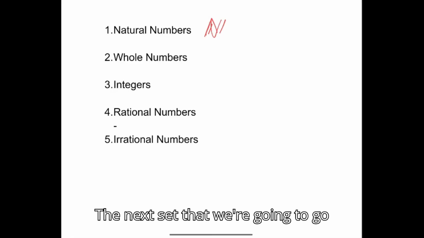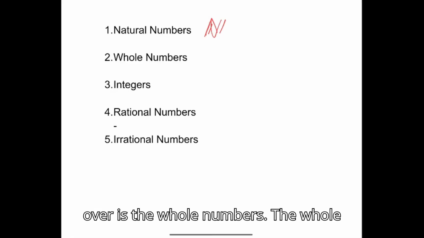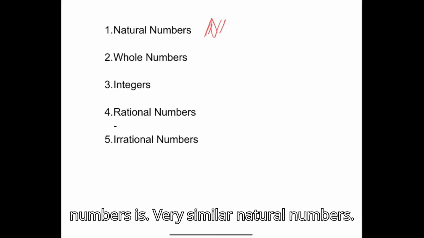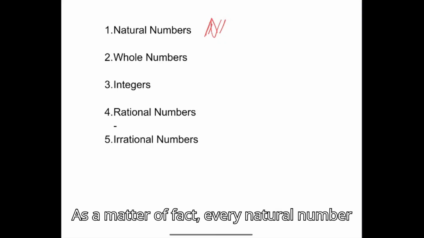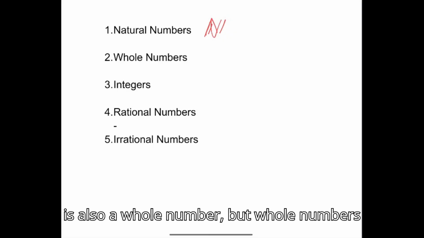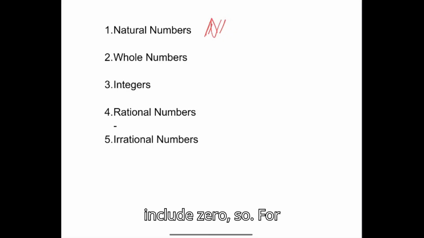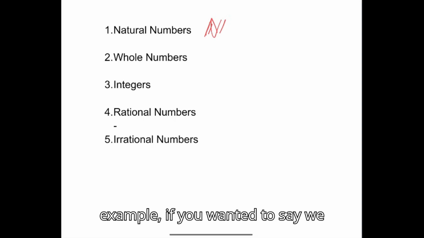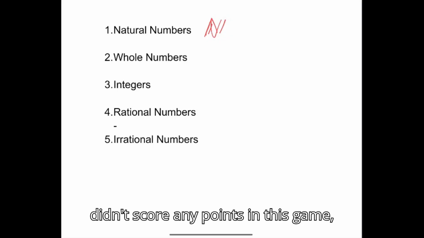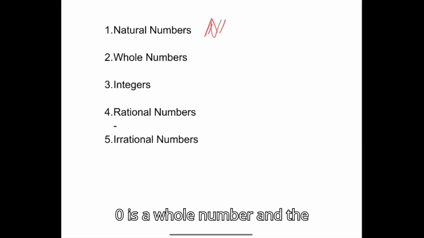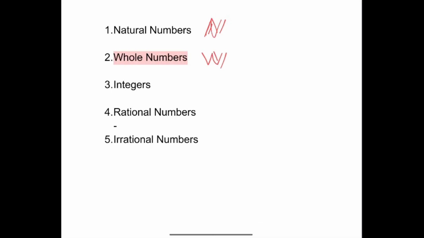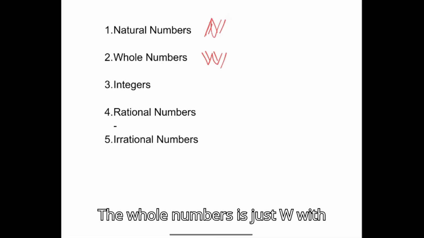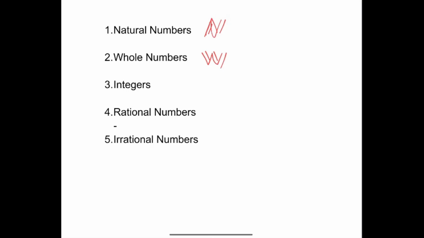The next set that we're going to go over is the whole numbers. The whole numbers are very similar to natural numbers. As a matter of fact, every natural number is also a whole number, but whole numbers include 0. So for example, if you wanted to say we didn't score any points in this game, 0 is a whole number. And the symbol that we use for the whole numbers is a W, a double W.